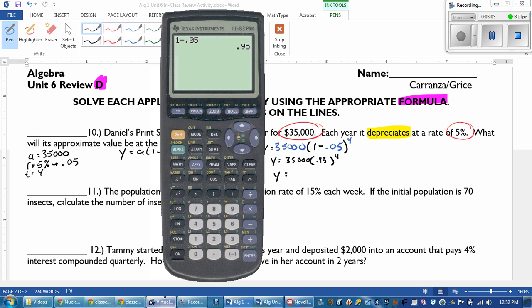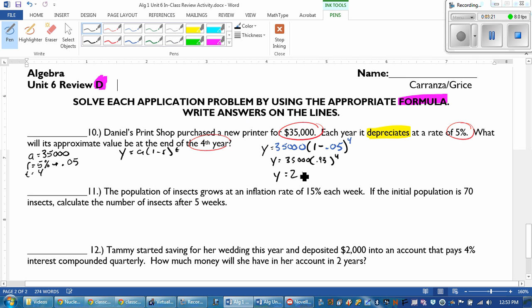So here we go. We have 35,000 times 0.95 raised to the 4th power. Okay? And then we get this huge number. So I want you to write all of it down. It was 28,507.71 something, 0.718. Okay? Now, I stopped there because we're talking about money, and money cannot have 3 decimals.